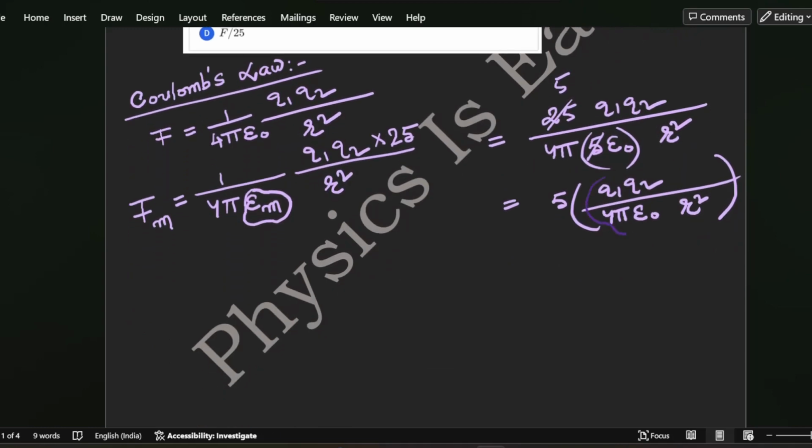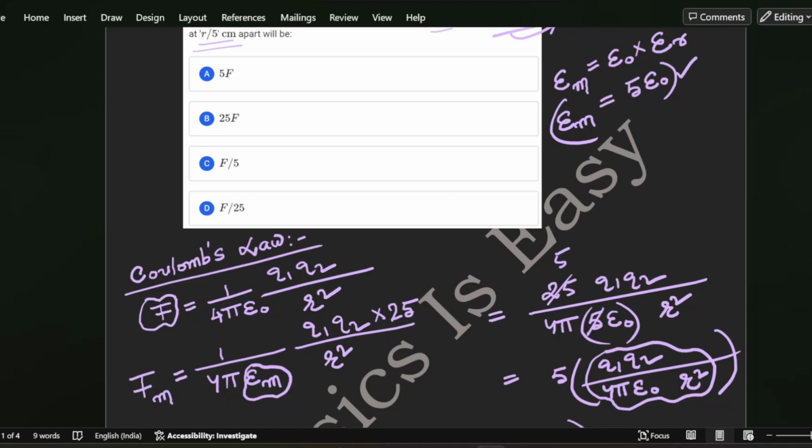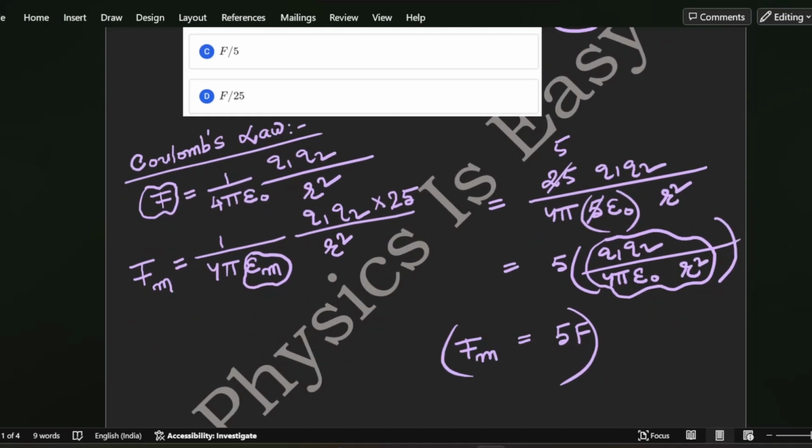And if you look very carefully, this term is nothing but the previous expression for force, so it will become 5F. See, it's very easy, just normal calculations. So the answer will be A.